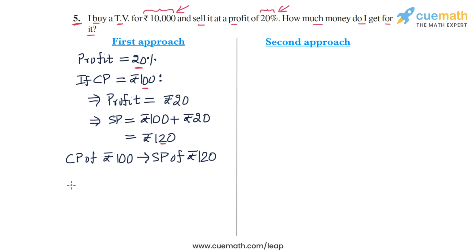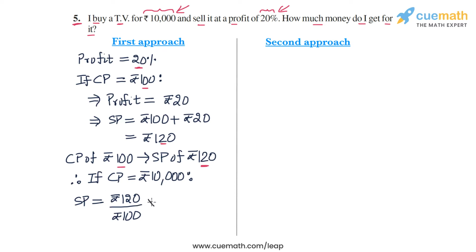Correct? And therefore, if the cost price is our actual cost price of 10,000 rupees, then the selling price will be what? So now we apply the unitary method. The selling price will be rupees 120 by rupees 100. So I'm taking these two values, rupees 120 by rupees 100 into the actual cost price, which is rupees 10,000. Okay, and now we simply calculate this product, this expression.